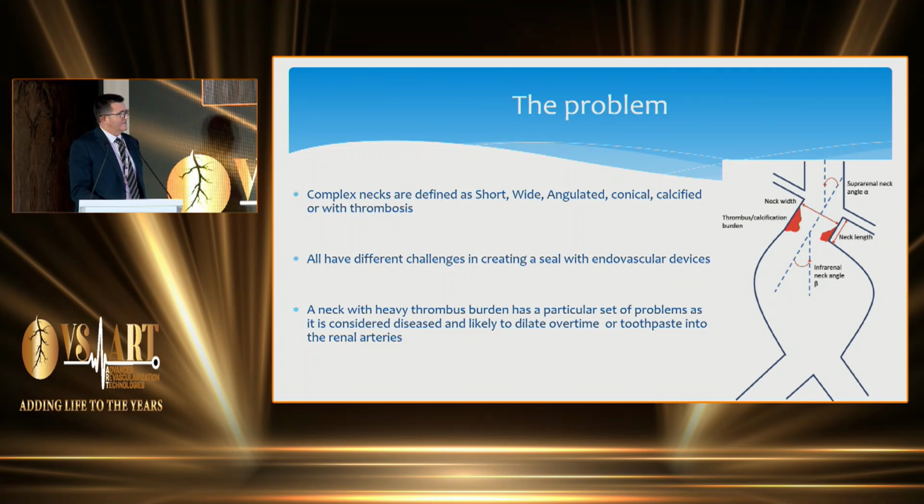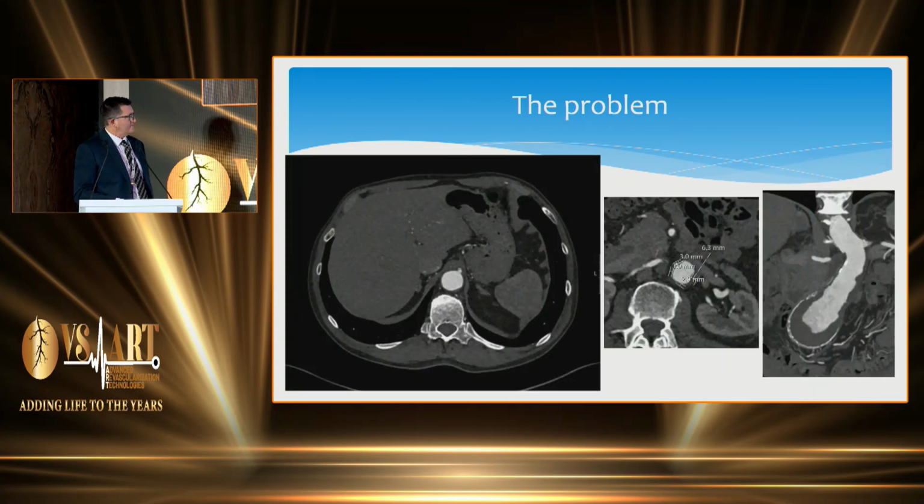They're difficult to work out what the best option is a lot of the time, and they have different challenges in creating a seal depending on what that neck looks like. A neck with heavy thrombus load is particularly difficult because it can toothpaste into the renal arteries and cause more problems. So what can we do about that?